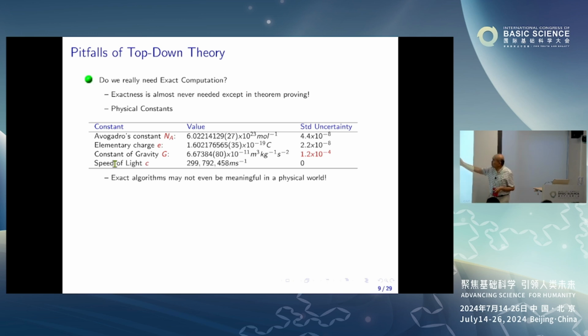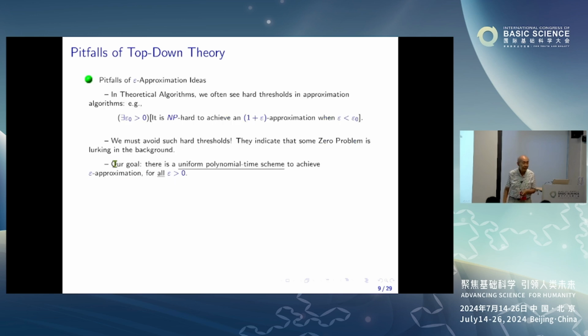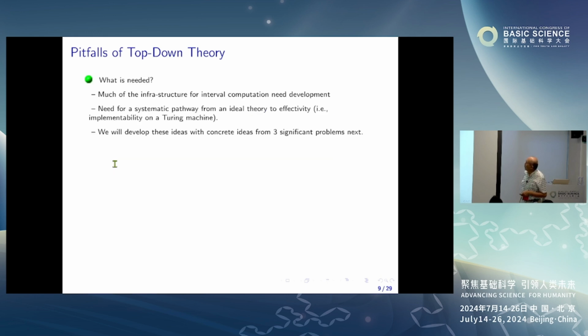So exact algorithms may not even be meaningful in the physical world, okay? And I work on robotics. Everything in robotics is approximate. Even the shape of the robot. When you hit the map that you have of the room, everything is approximate, so what are we talking about, exact algorithms? So I became convinced that I should move away from exact computation. I'll skip, I need to really speed up. So we'll develop these ideas.